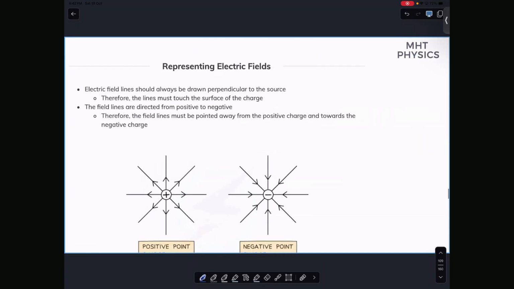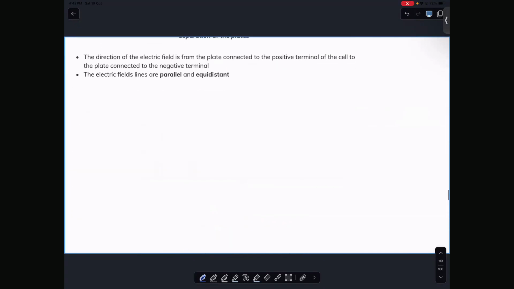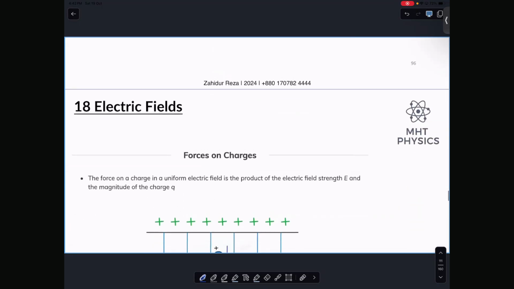Okay, so let's move on. Can you go to page 96? Uniform electric fields. So let's start. Page 96.